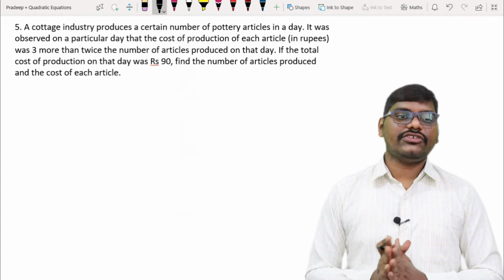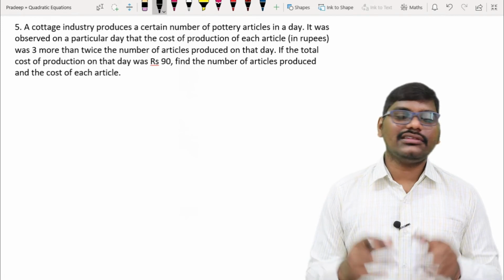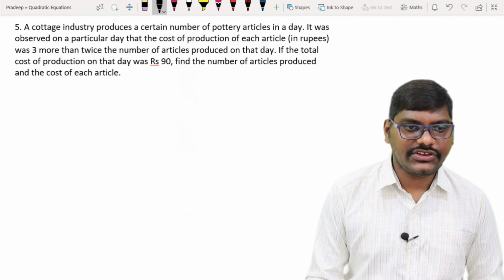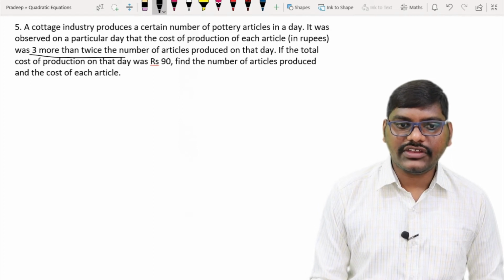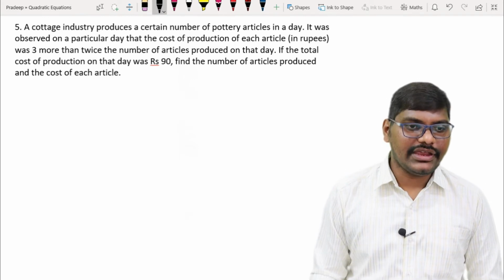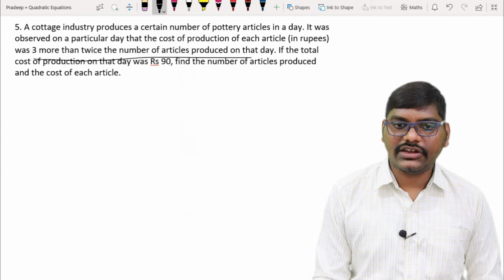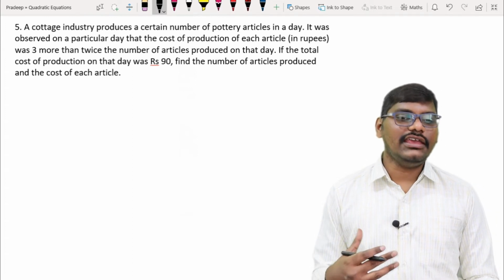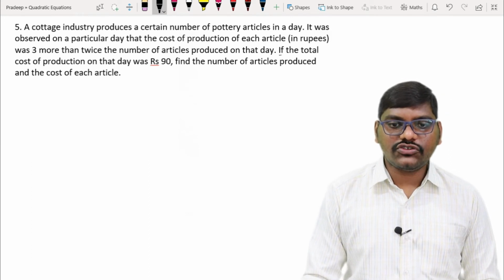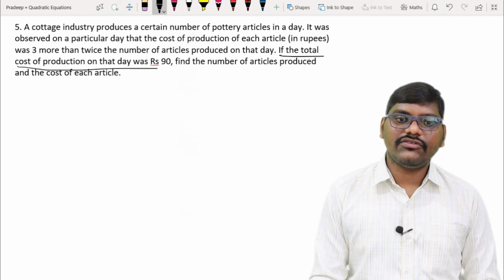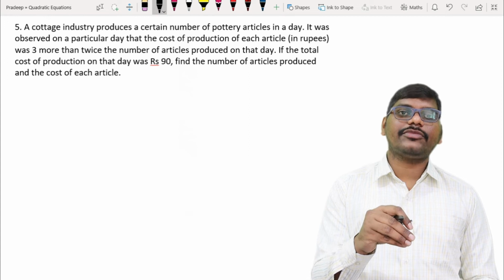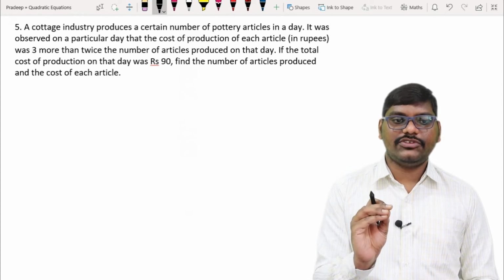So the question here they're saying is that here they are making the pottery articles, right? So now each day they are giving certain condition here. See, 3 more than twice the number of articles produced on that particular day. On a particular day, they have made 3 more than twice the number of articles produced. So they're not giving directly, but they are saying in some kind of condition. Okay. So if the total cost of production on that day was rupees 90, this is the second condition they give. So in that particular same day, the total cost happened is 90, it seems. Right.